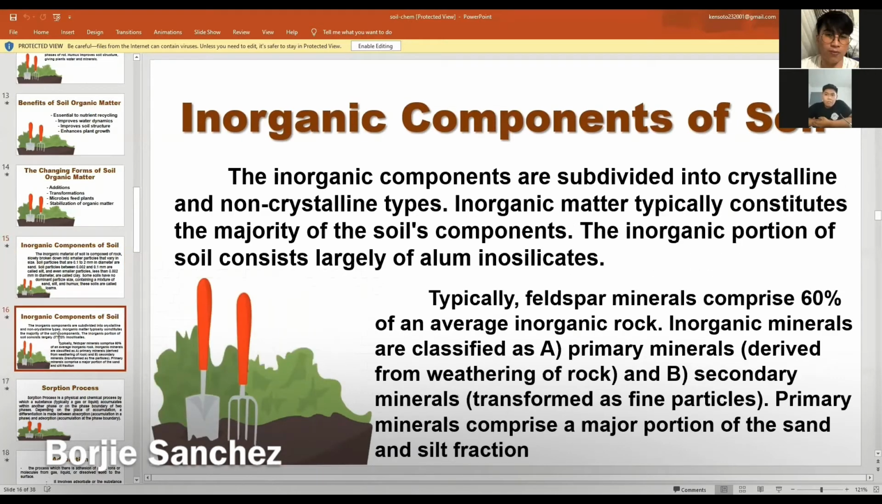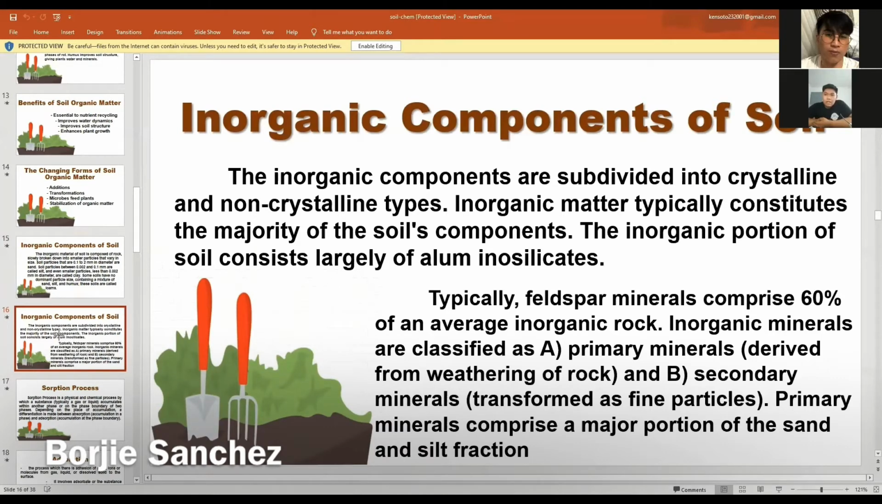The inorganic components are subdivided into crystalline and non-crystalline types. Inorganic matter typically constitutes the majority of the soil's components. The inorganic portion of soil consists largely of aluminosilicates. Typically, feldspar minerals comprise 60% of an average inorganic rock.